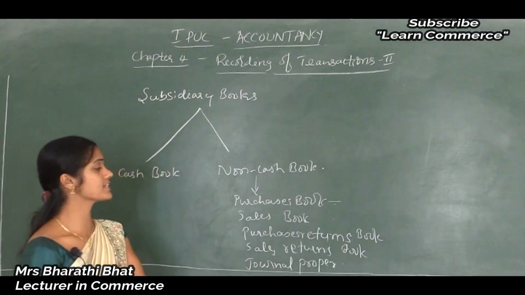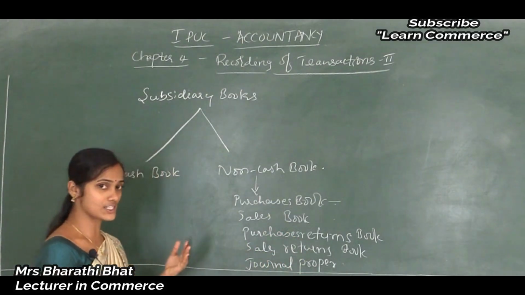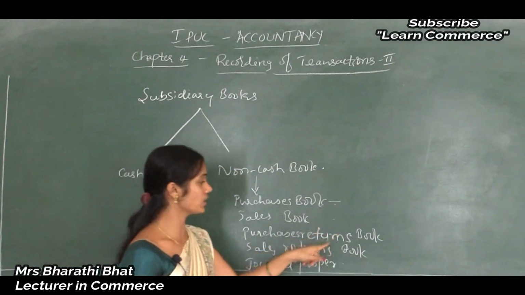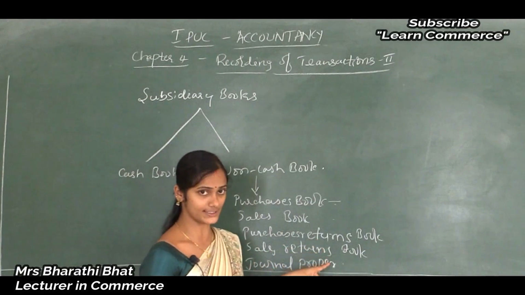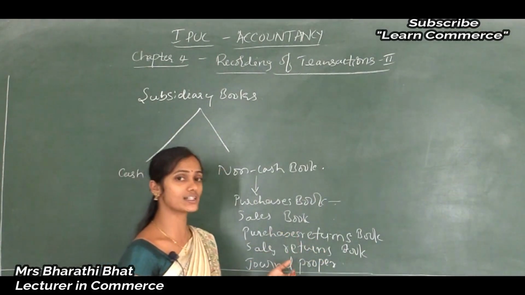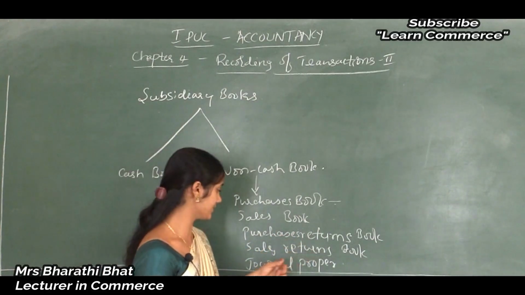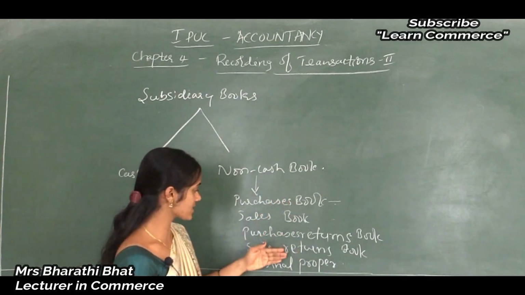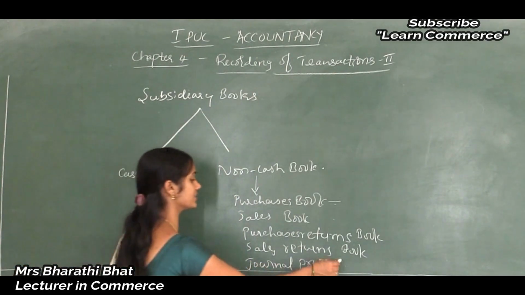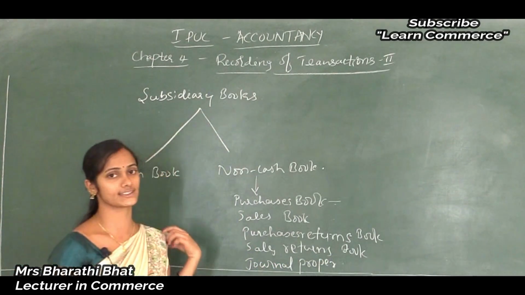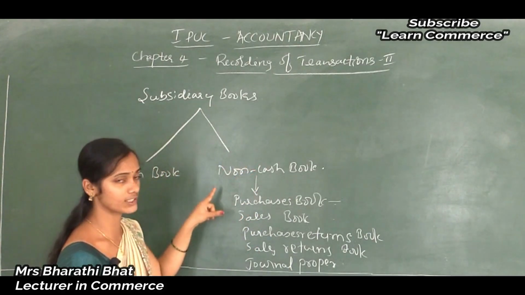And the next one is the purchase returns book. Here in the purchase returns book, all returns to the supplier are recorded, and in the sales returns book, all returns from the customers are recorded. And transactions which are not possible to record in these subsidiary books are recorded in the journal proper. Okay? So these types come under non-cash books.